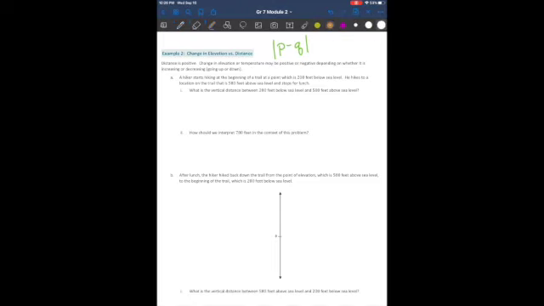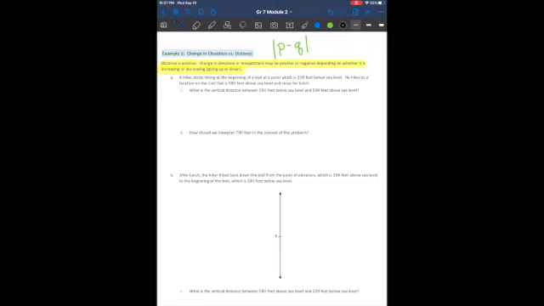Example 2 says, distance is positive, but change in elevation or temperature may be positive or negative, depending on whether it's increasing or decreasing. Okay, so anytime there's a distance between two things, it's always positive. We can't really have a positive or a negative distance, like it's not negative miles away from something like that. But change in elevation or temperature, it can go up or down, and we'd show that by assigning either positive or negative to it, okay?